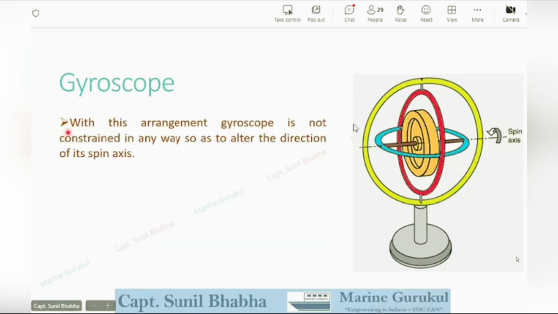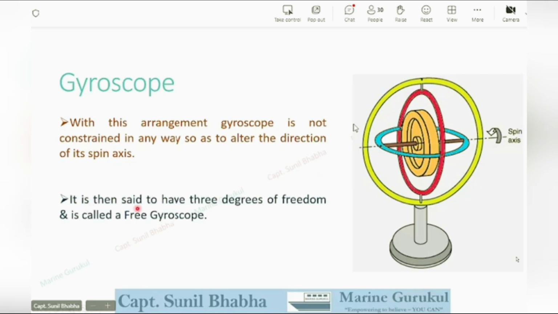Now with this particular arrangement, the gyroscope is not constrained in any way so as to alter the direction of its spin axis. It is then said to have 3 degrees of freedom and is called a free gyroscope. So there are 3 degrees of freedom. First freedom is the freedom to spin anti-clockwise or clockwise around the spin axis. You can see this spinning motion shown by this particular arrow. The second freedom is freedom to tilt up and down. The brown color rod can move up and it can move down as shown by the laser pointer.